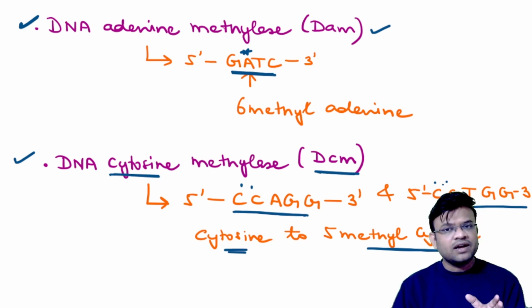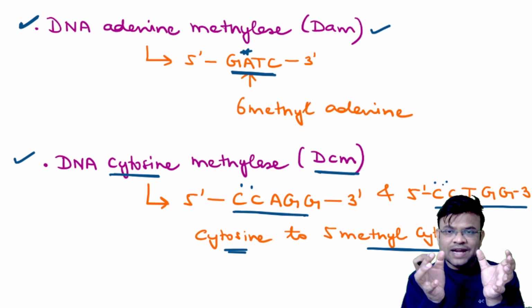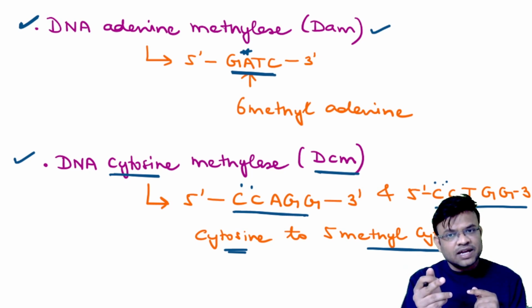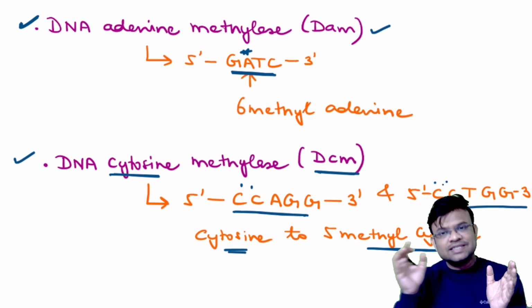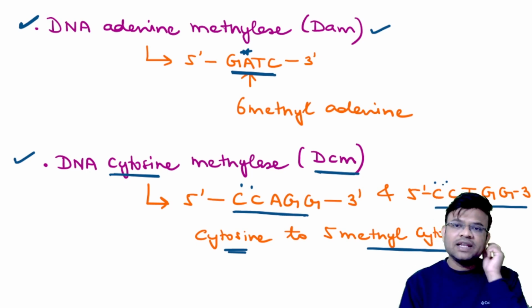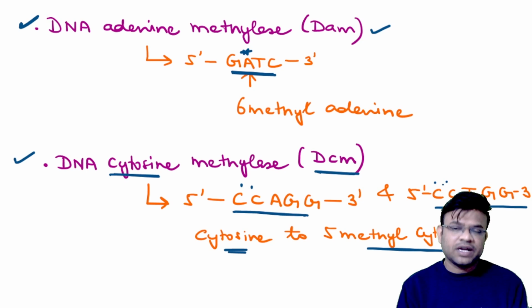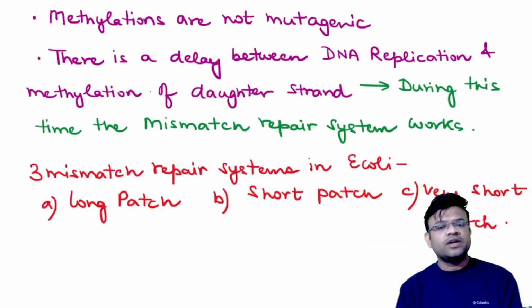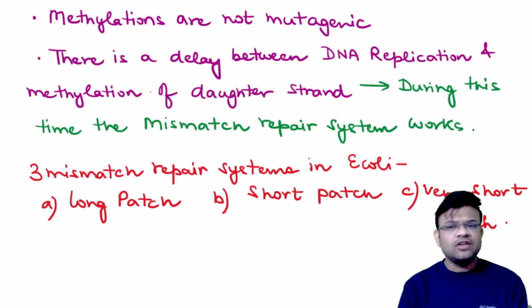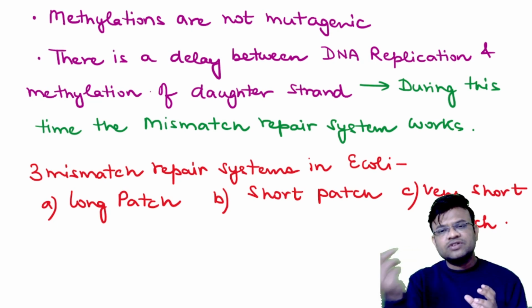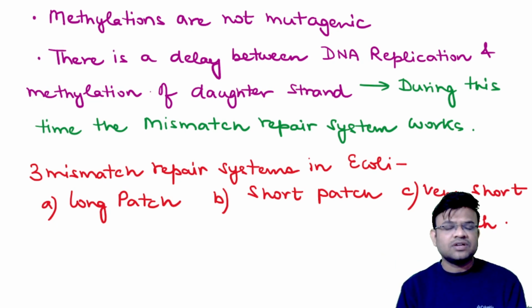So now you have a clear understanding of which adenines or cytosines will be methylated, along with which enzymes are responsible for methylating these particular bases. So this should be clear in your mind. Now let us move forward and understand this. Many of you might think that methylations might prove to be mutagenic in nature, because actually we are altering the structure of the bases. You are creating methylation. But no, you are wrong if you think so. Why?